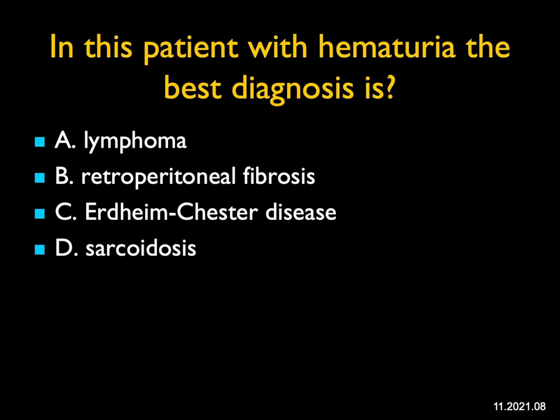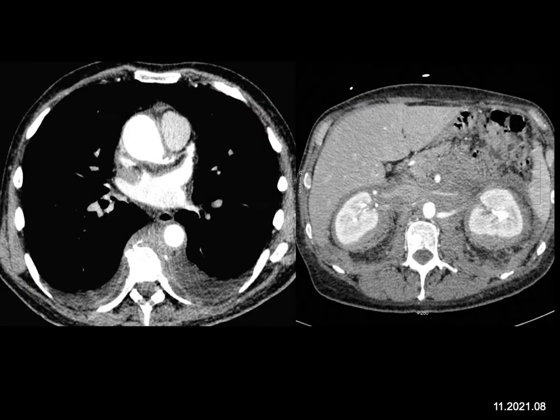In this patient with hematuria, what's the best diagnosis? Well, you look at the chest images, you see there's an infiltrating process in the posterior mediastinum, in addition to the pleural effusions, and in the abdomen you see a retroperitoneal process with involvement of the perirenal space. Now, I have to admit, the first thing you should think about is lymphoma. Lymphoma, posterior mediastinum, infiltration of the mesentery, infiltration of perirenal spaces.